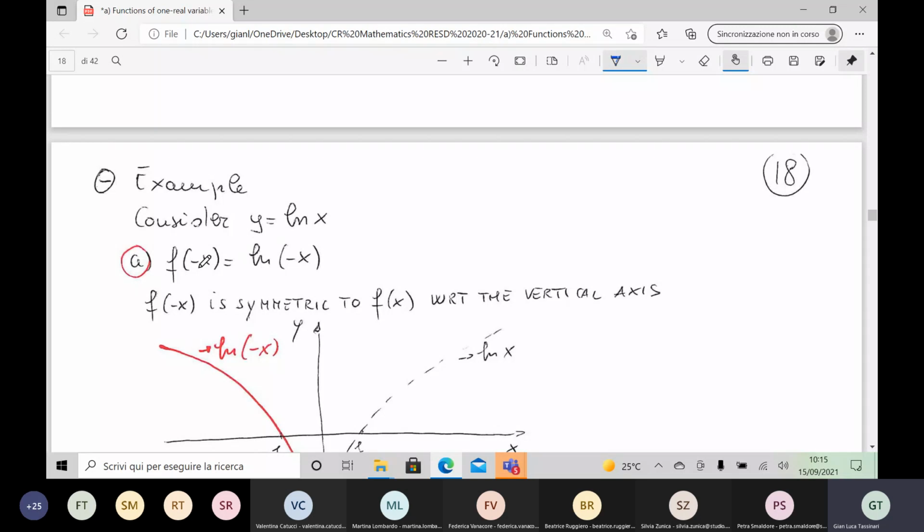Remember that we studied when a function is even. Remember that a function is even when f of x is equal to f of minus x. So, guys, what is the relationship between the graph of f of x and the graph of the function f of minus x? The graph of f of minus x is the symmetric of the graph of f of x with respect to the vertical axis.